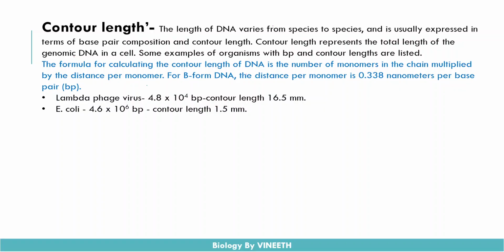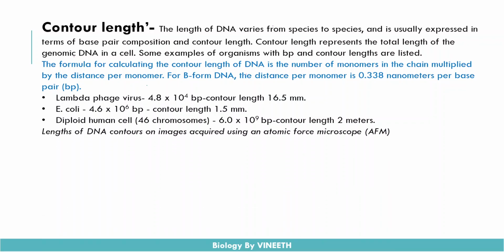If we look at the human genome, it approximately contains 6 × 10^9 base pairs, and the distance per monomer is 0.338 nanometers. If you multiply that, the length would be approximately 2.32 meters.